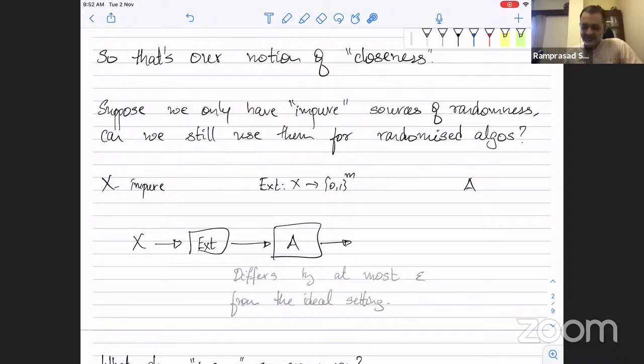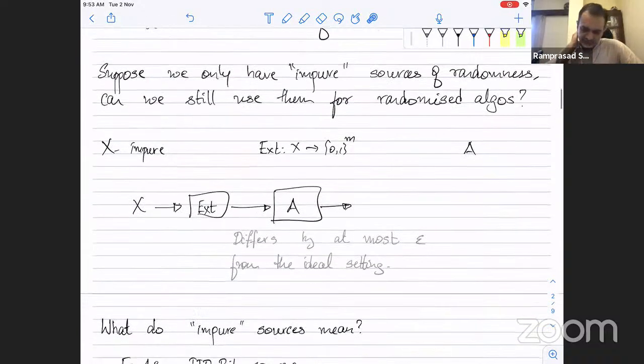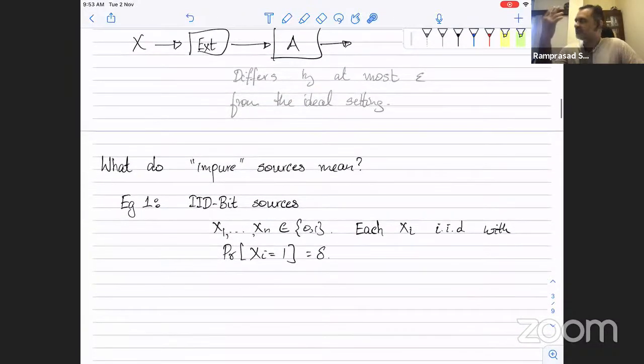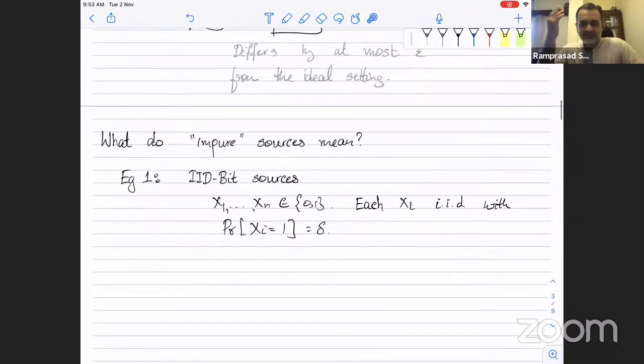Okay, so for some time now, what we are going to do is try and make precise what these impure sources mean. We will do this by just coming up with examples and saying, okay, this seems to be an impure source, and try and somehow use those examples to lead us into a definition.